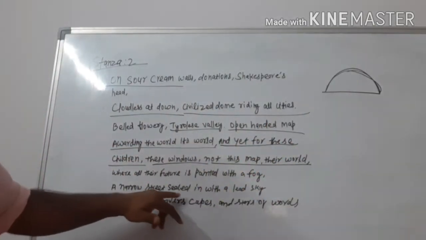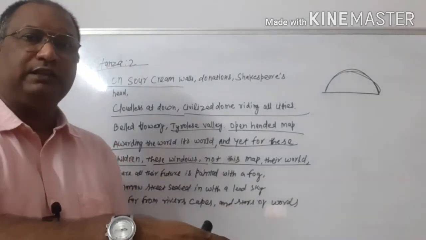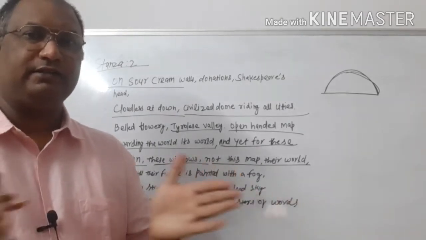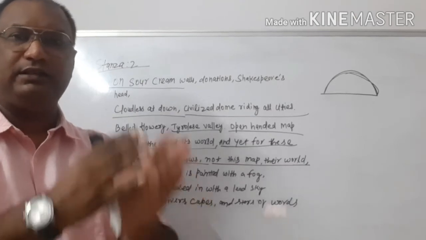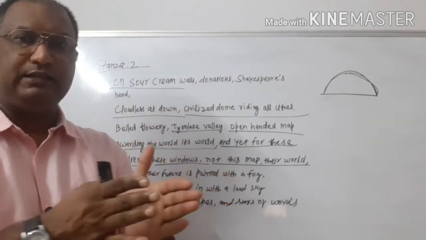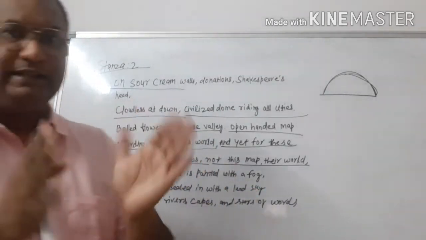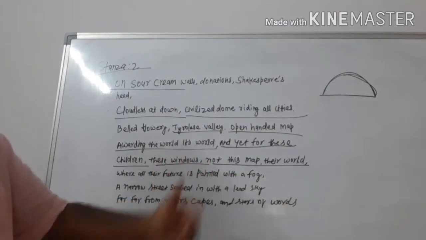A narrow street sealed in with a lead sky. Now their slum has been referred to as a narrow street. It's not very wide, it's a narrow street, a cramped hole kind of thing, where there is no sunlight, and this is closed. So that's why lead sky, it's very dark. Their slum is referred to as a narrow street.